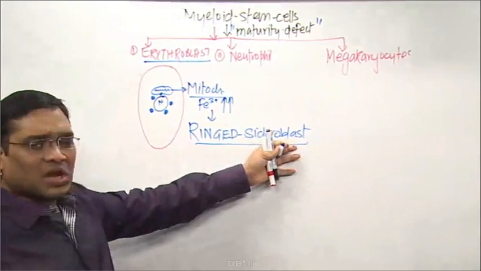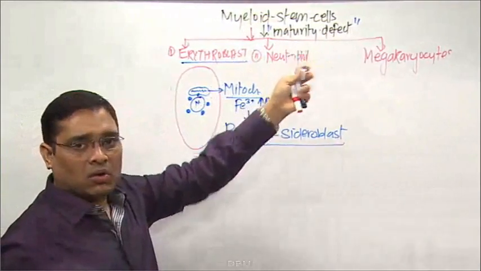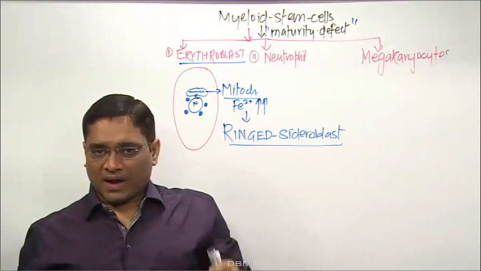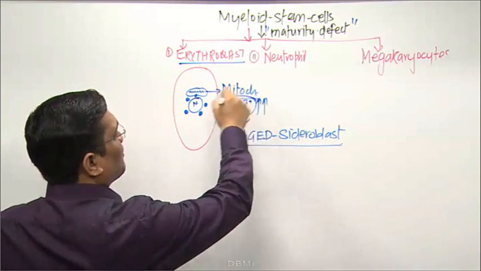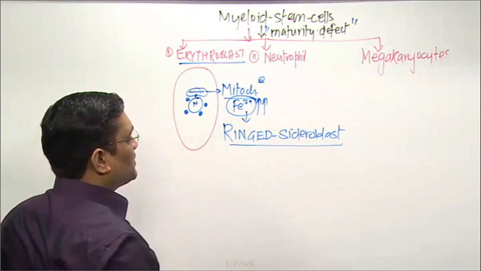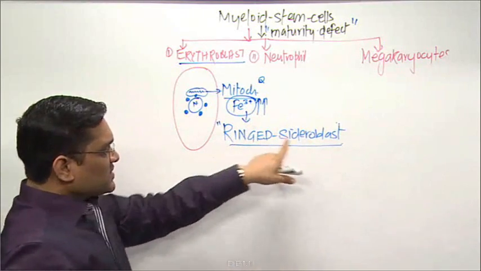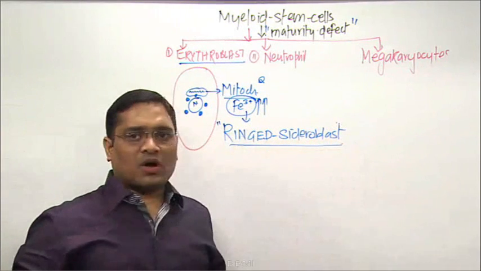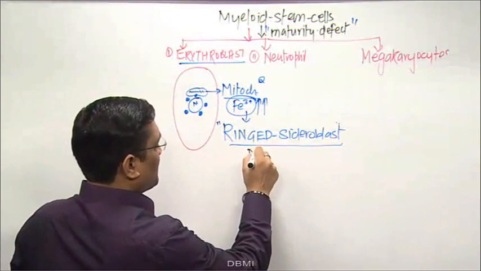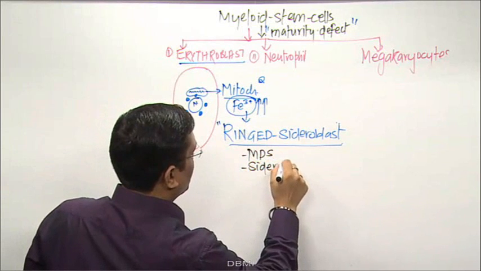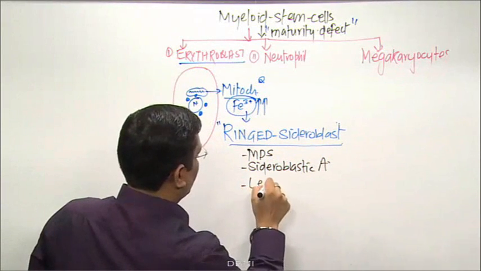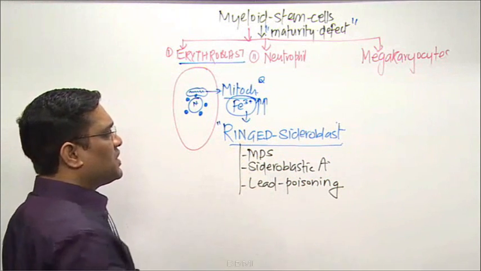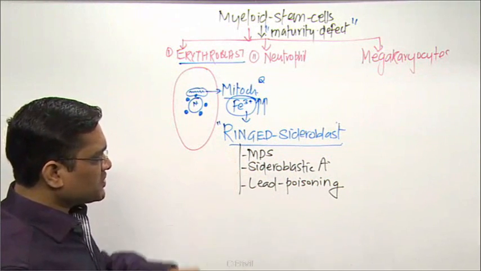So ringed sideroblasts are seen in which condition? Myelodysplastic syndrome. Because of myeloid maturation defect, iron is not incorporated into protoporphyrin, and because of this, iron will remain as a ferric atom inside the mitochondria, and this is known as ringed sideroblast. So remember, ringed sideroblast is always a pathological entity, and they are seen in myelodysplastic syndrome, sideroblastic anemia and lead poisoning. So these are 3 conditions where you will see ringed sideroblast: megaloblastic anemia, myelodysplastic syndrome, and lead poisoning.